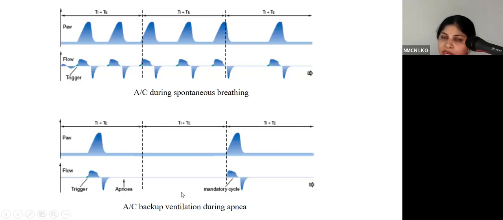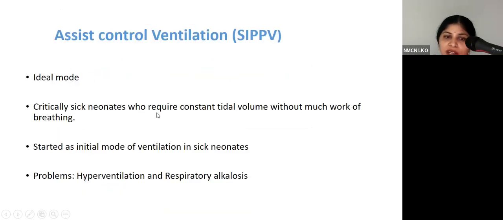The tidal volume uniformity is there. All the breaths are supported. So it is a good mode for critically sick babies, or whenever you get a very sick baby and you are starting the ventilation, it can be taken as an initial mode for sick babies. But the problem can be hyperventilation, and you are just not allowing the baby to breathe, and the mandatory ventilation may be high.